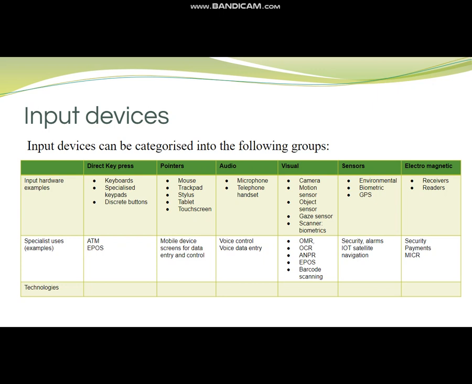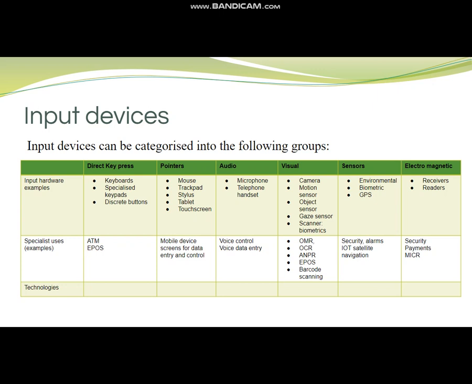And then we've got discrete buttons, such as ones embedded to the side of a mobile phone to increase and decrease the volume, for example, or to lock your screen. Then we have pointers. We have a mouse as a typical example of a pointer input device, and we have a trackpad, which is something that might be embedded onto a laptop or a device that you might find in a shop.